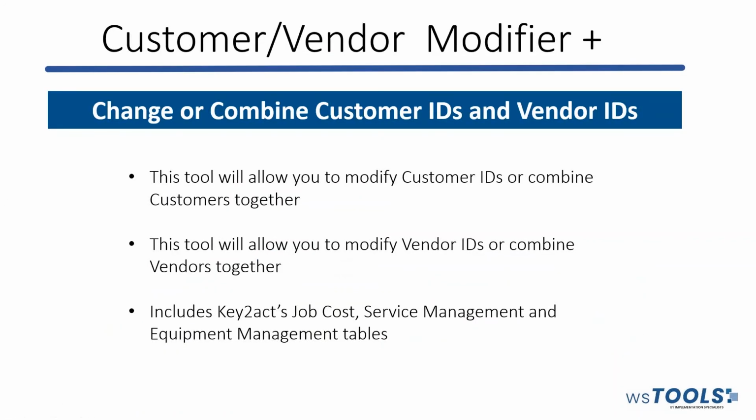Customer and vendor modifier and changer. You might think, I have this tool, that's part of Great Plains, and you are totally right. This tool extends what you have in Dynamics GP by adding in the job cost, service, and equipment tables from KeyToAct. So when you now combine customers, it'll combine that data within the KeyToAct tables as well, and the same on the vendor side. So again, it piggybacks off the Dynamics GP functionality and makes sure that other extended products like KeyToAct are taken care of as well.